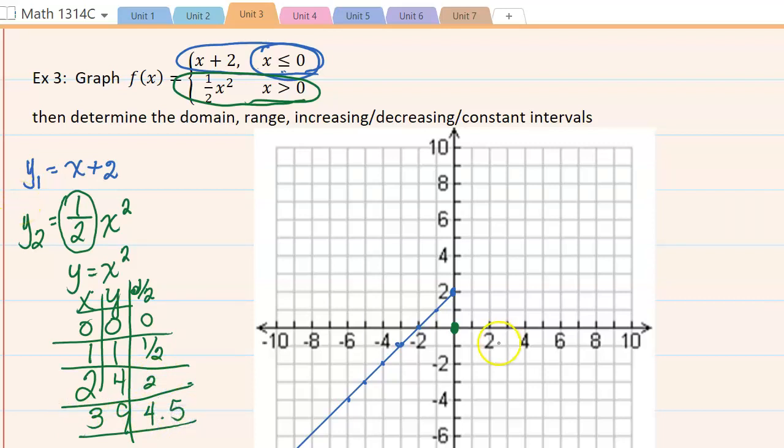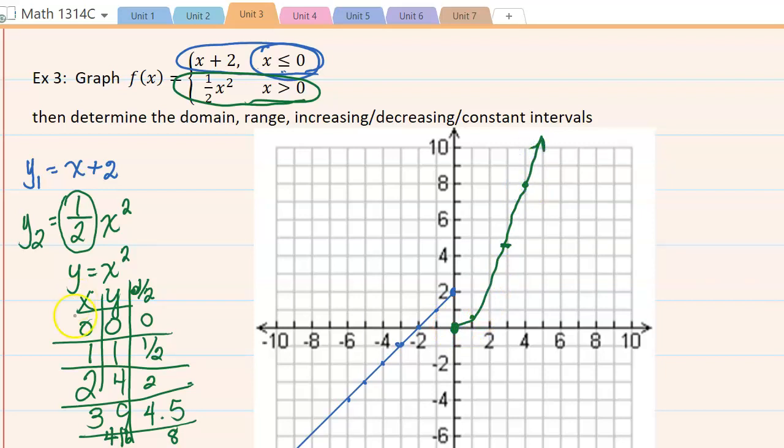So starting here at 0, 0, I'm going to go over 1 and up 1/2. I'm going to go over 2 and up 2. I'm going to go over 3 and up 4.5. And then we're also going to see what happens at 4. 4 squared is 16. Half of 16 is 8. So I'm going to go to 4 and 8. So we can see our parabola doing this number.